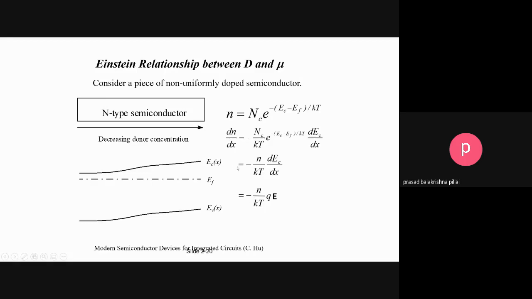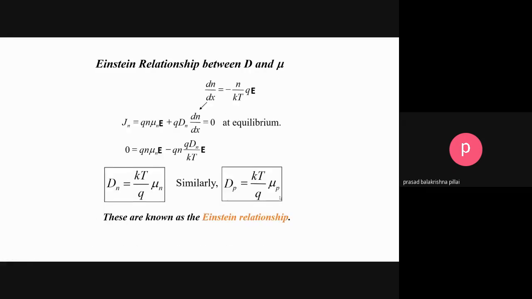So from this, this will be n kT by d by d. I can write it as, you just work it out and see, n by kT into qE. This is from making use of the earlier relationship. So you get this. So dn by dx at equilibrium. Now let us look into this equation.